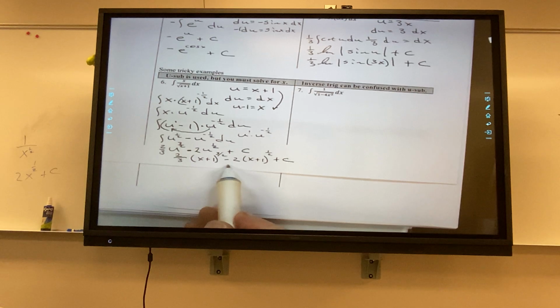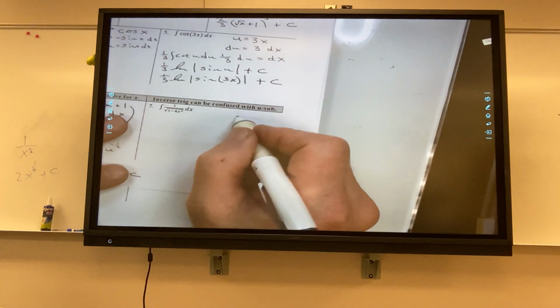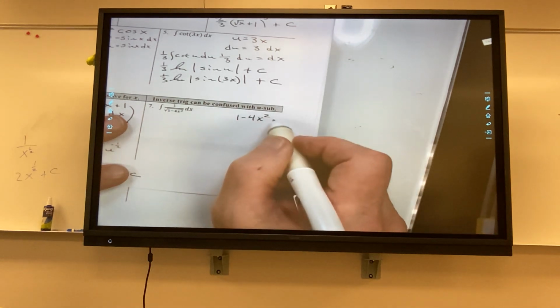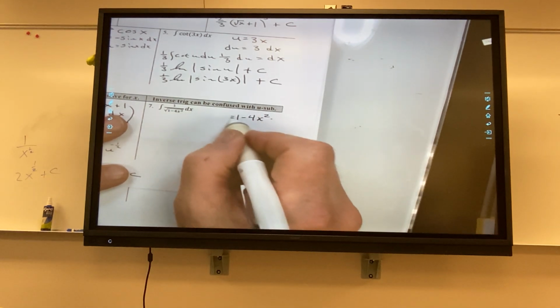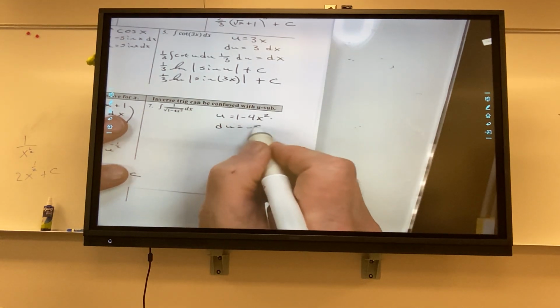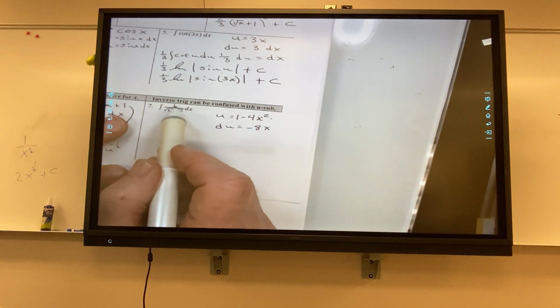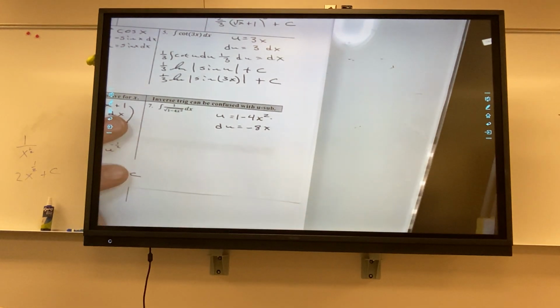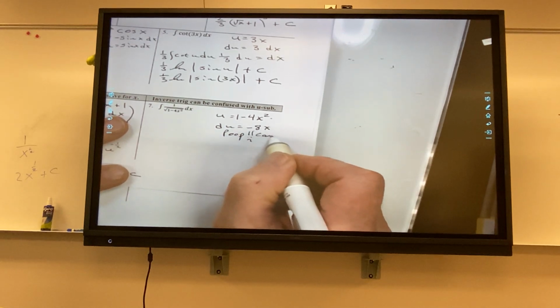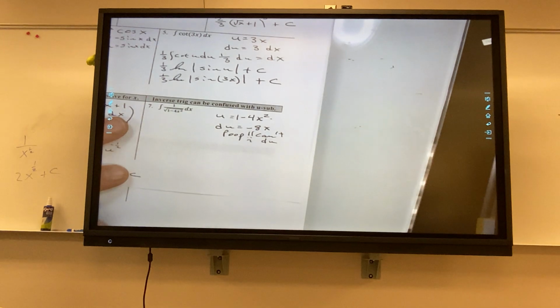Okay. So for number 7, parentheses would be 1 minus 4x squared. That's how I would start. So du would be what? Du would be negative 8x dx. So I need an x here. Do I have an x there? No. Oop. Can't do. So I'm gonna rewrite this.